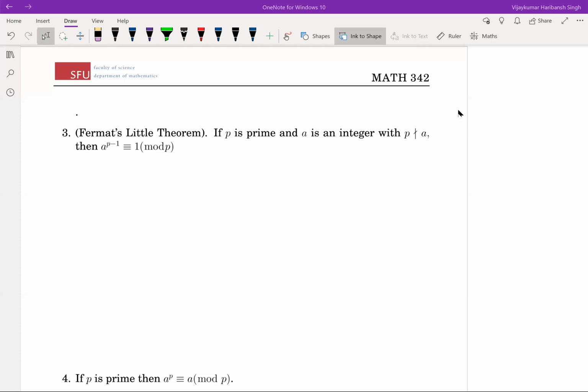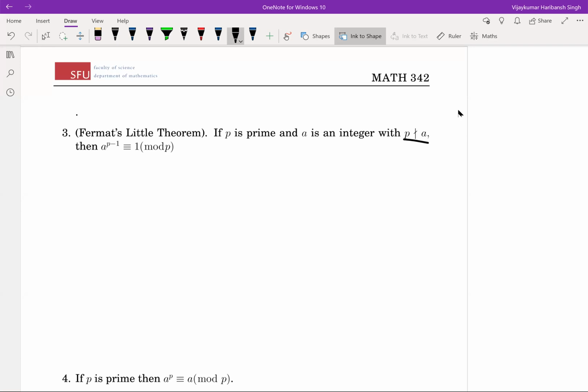The next theorem is called Fermat's little theorem, not the last theorem. Okay, so Fermat's little theorem. If p is a prime and if a is an integer such that p does not divide a, then a to the power p minus 1 is congruent to 1 mod p. So let's prove this.